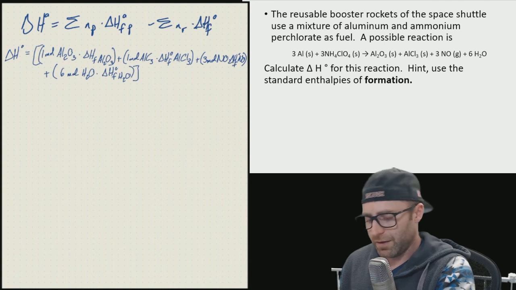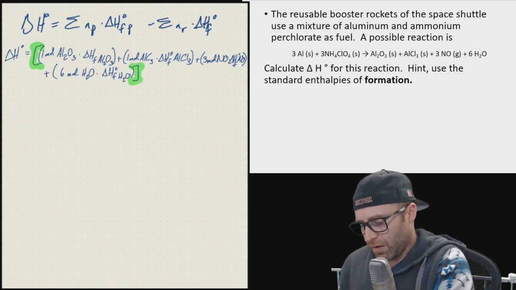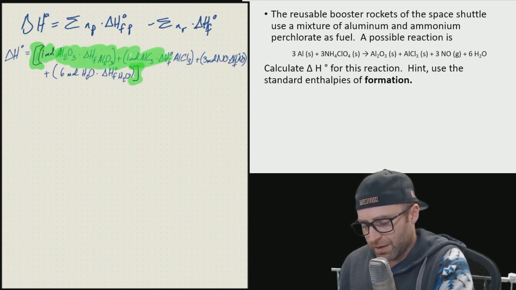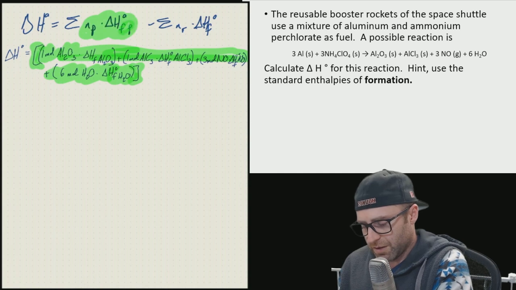So everything there that is in our brackets, from here to here, all of this is just relating to this part of the equation up here at the top.